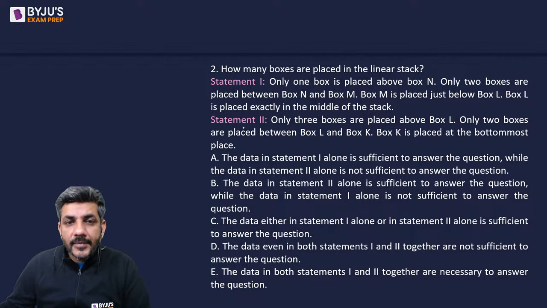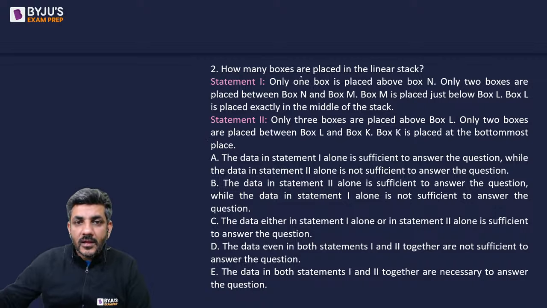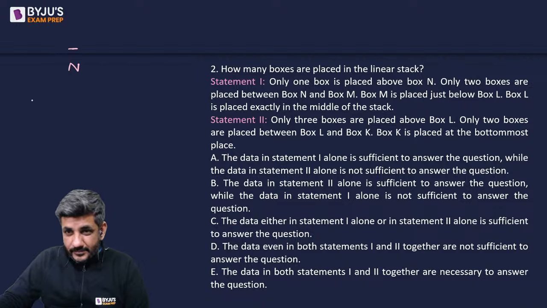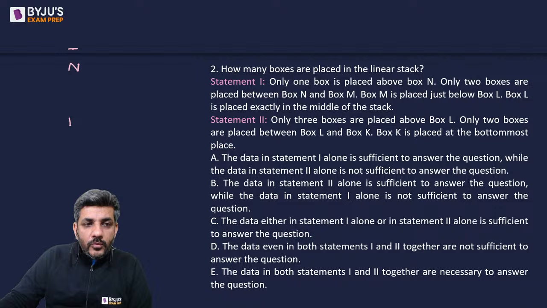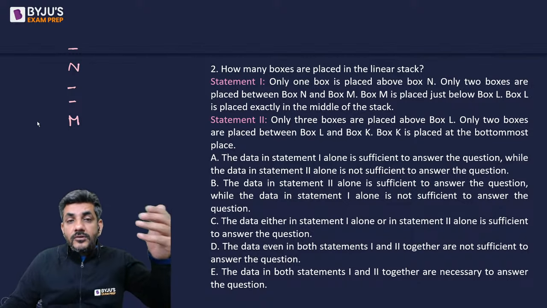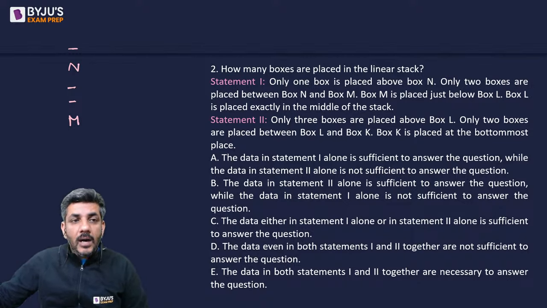What does the question say? How many boxes are placed in the linear stack? And there are two statements according to which we have to answer the question. Statement 1. Only one box is placed above box N. So above box N, there is only one box. Only two boxes are placed between N and M. So between N and M, there are only two boxes. Of course, M must be below N because there is only one box above N. So of course, you can't have anything above N now. So if there are two boxes between N and M, it will be below N in this case.